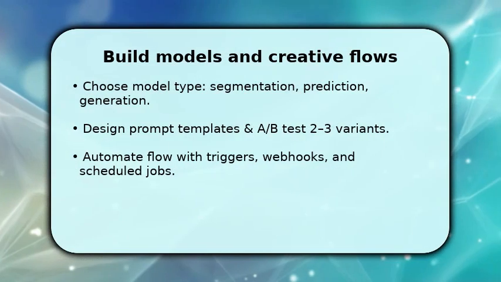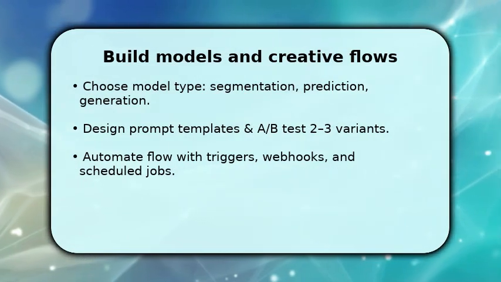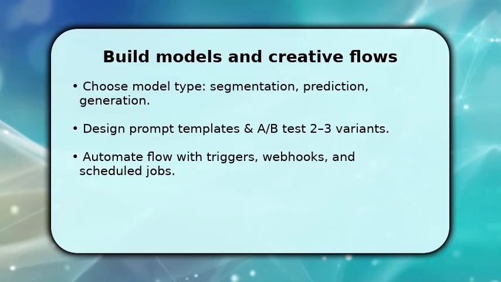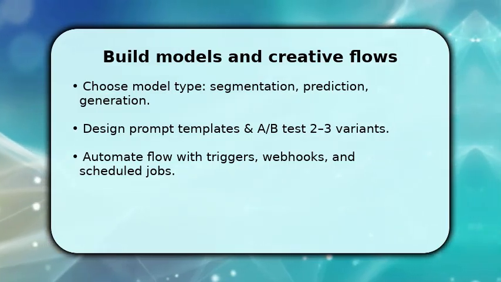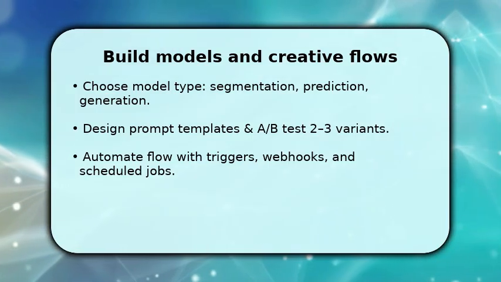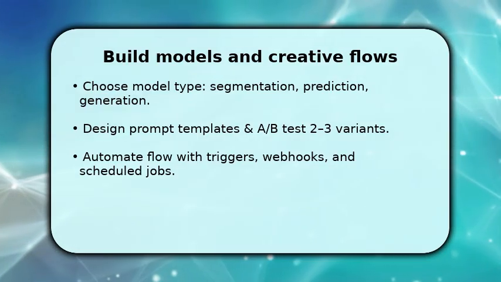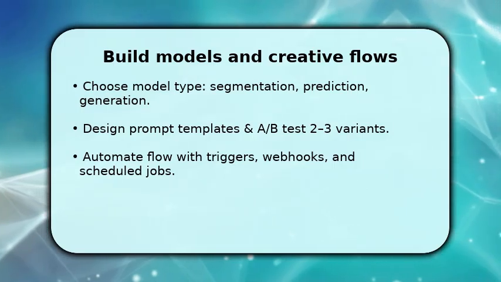Pick the right model type, segmentation for audiences, prediction for scoring, generation for content, and explain how each feeds the funnel. Once you've chosen, create prompt templates and content variants, and then set up A/B tests to compare performance statistically. Make sure to wire automation.